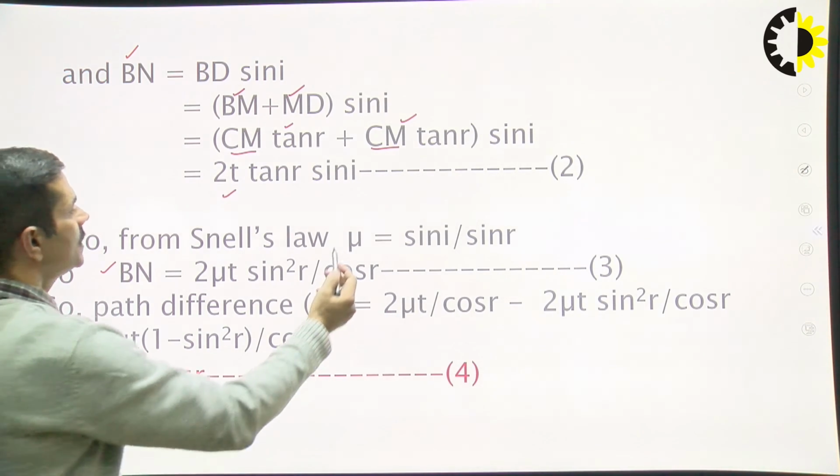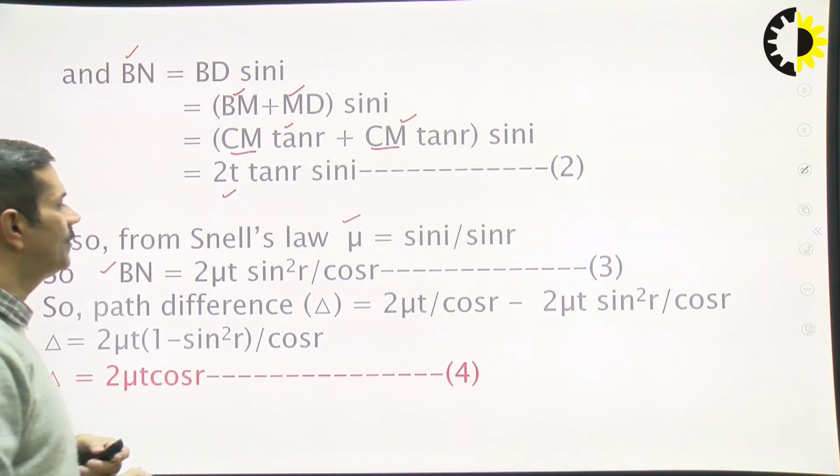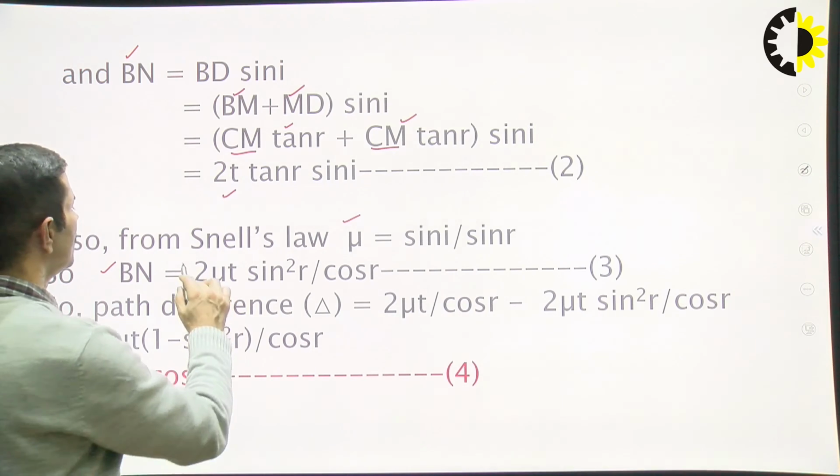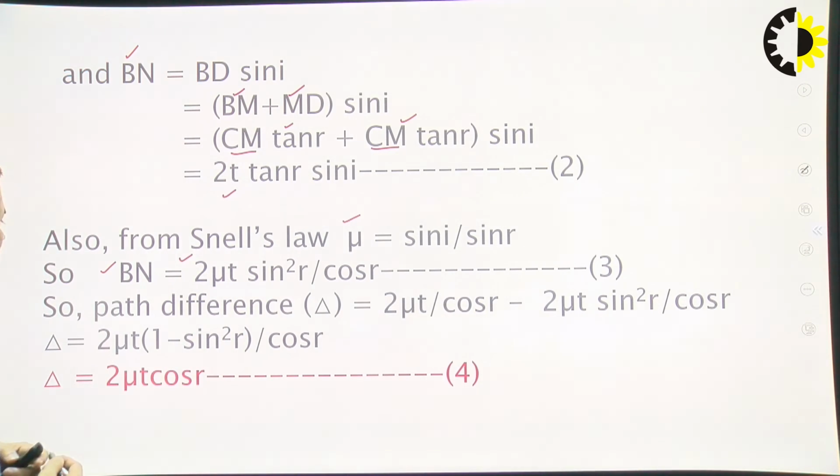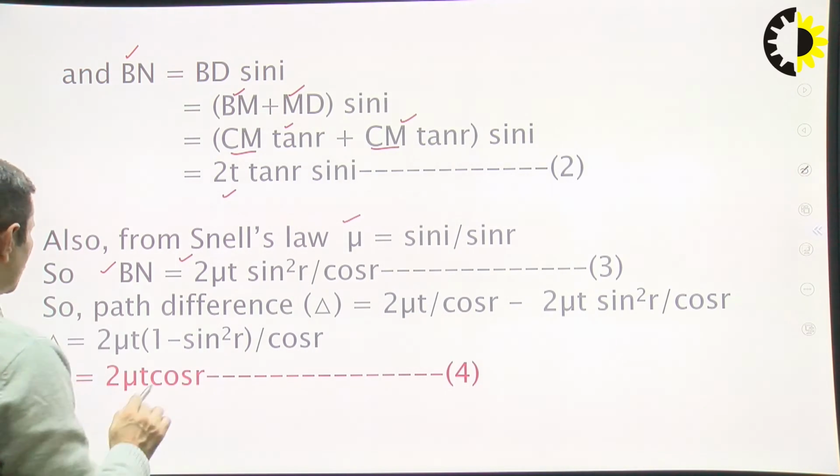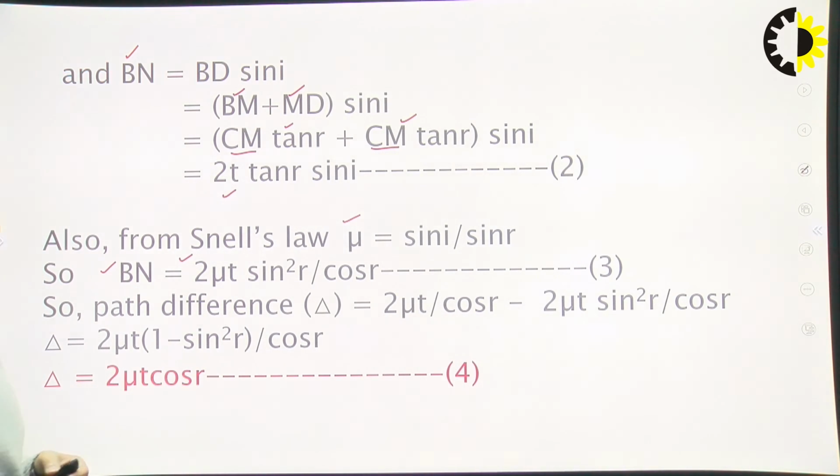By using Snell's law, we can further simplify this value of BN. So BN will be in this form. Then the path difference, delta, finally will be in this form: 2 mu T cos R.